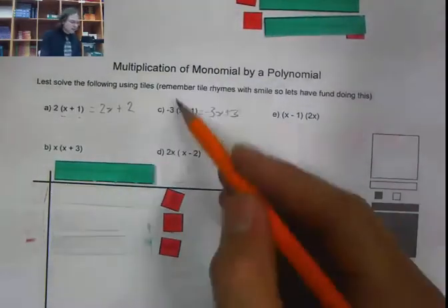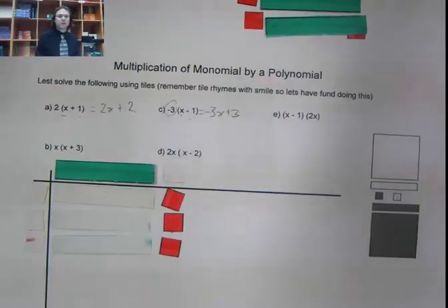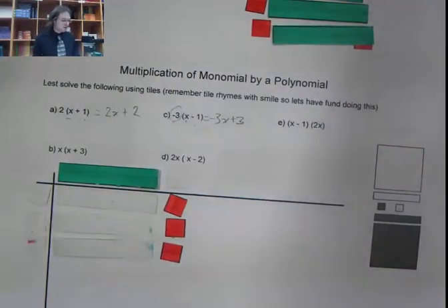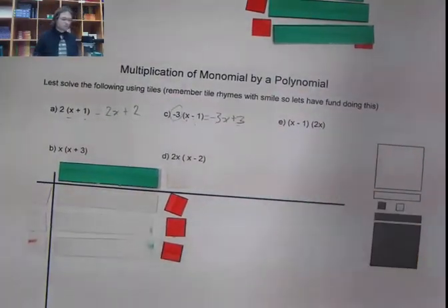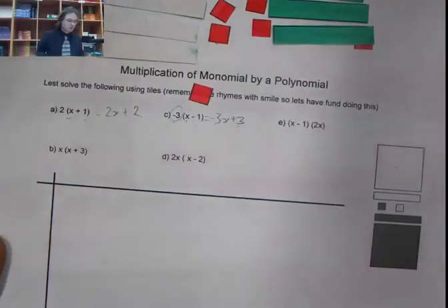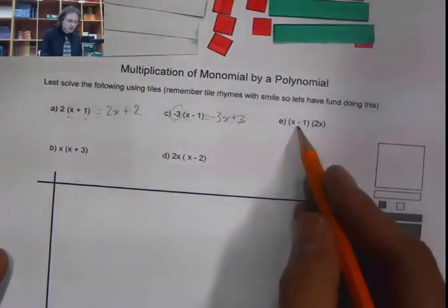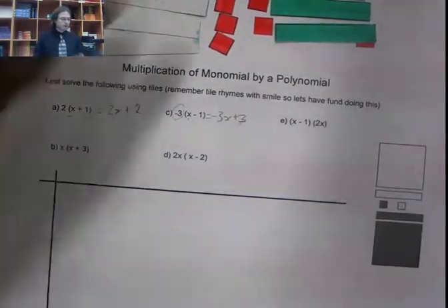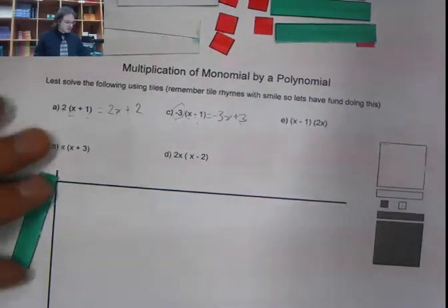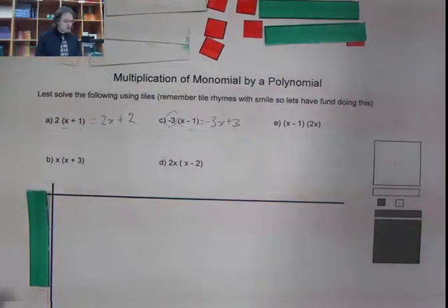Now look at that, this negative 3, I had multiplied these 3 by both this x and that negative 1. That gives me negative 3x plus 3. Alright, let's take a look at my last one here. I want x subtract 1 multiplied by 2x. So we have x, and we want to subtract 1, and we're multiplying that by 2x.